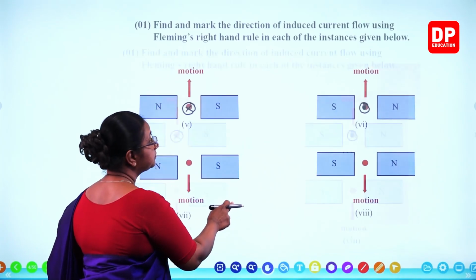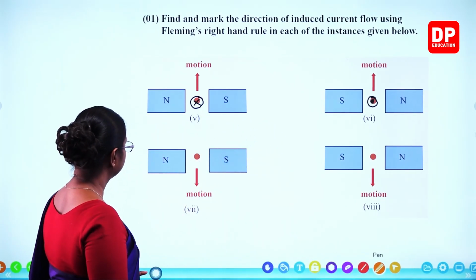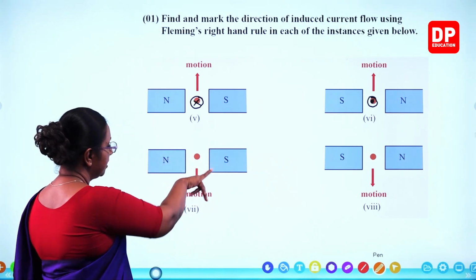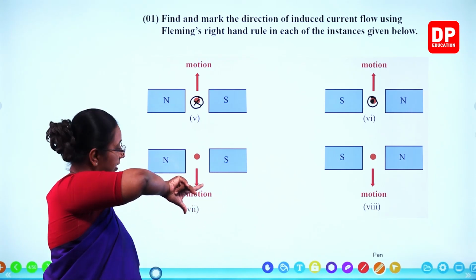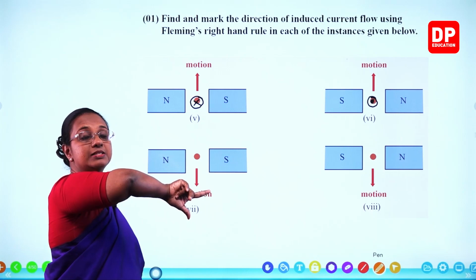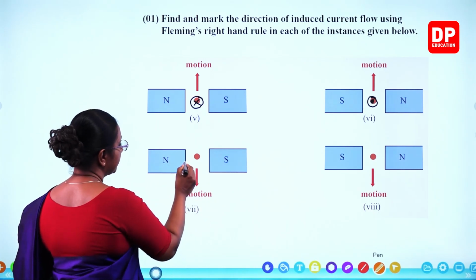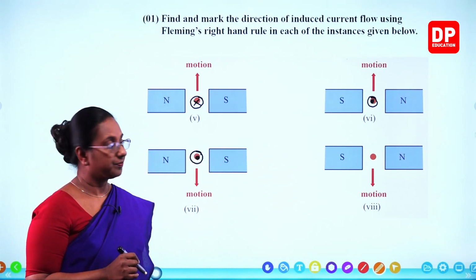Then the seventh one. Again the field is north to south, this way. Motion is downwards. So it's going to be this way. So the current flow is out of the board. Is that okay? So it's going to be again out of the board.